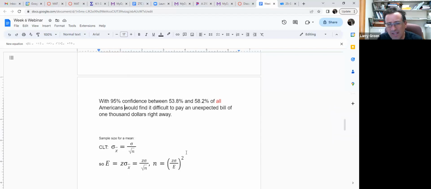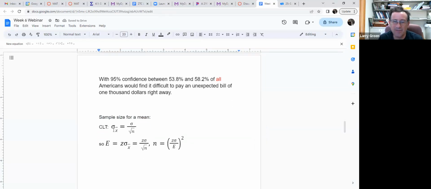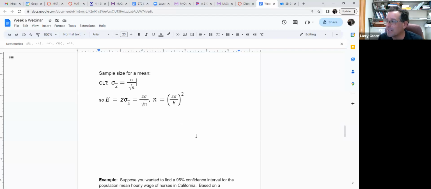All right, so now I want to look at sample size for a mean. Okay, so now we've talked about confidence intervals, very important. Let's talk about how big a sample size you need to have a confidence interval that you're satisfied with. So just a reminder, the central limit theorem tells you sigma sub x bar is sigma over root n. I did some math and I get n equals z sigma over e quantity squared. You don't always have to do that math, but I just want to let you know that with some algebra, you can get there.